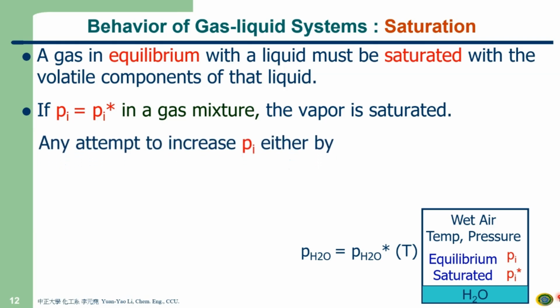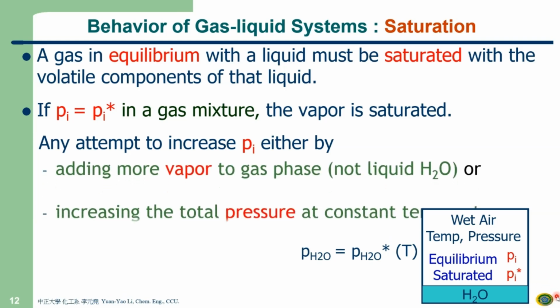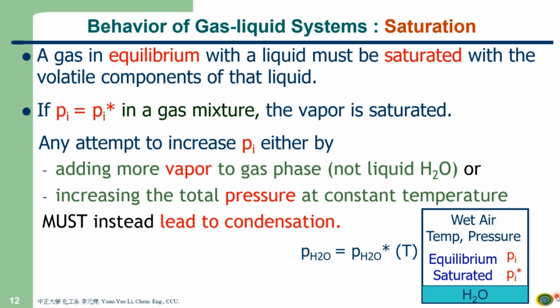So you might say, well, Professor, is it possible to make Pi larger than Pi star? No, it's not possible. Whatever you do to try to make Pi larger than Pi star, the vapor will condense. So Pi star is the maximum. That's why we call it saturated. You might say, let's try. If this is Pi star and I put more vapor into this system, what happens? Vapor will condense.